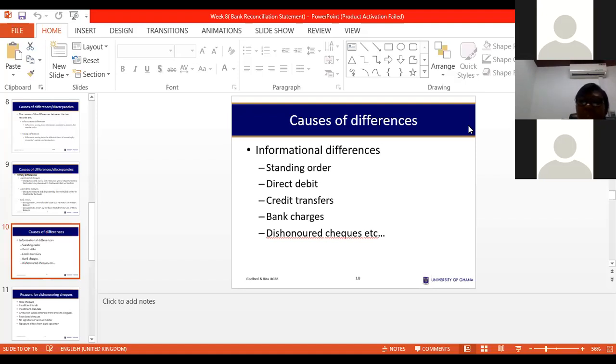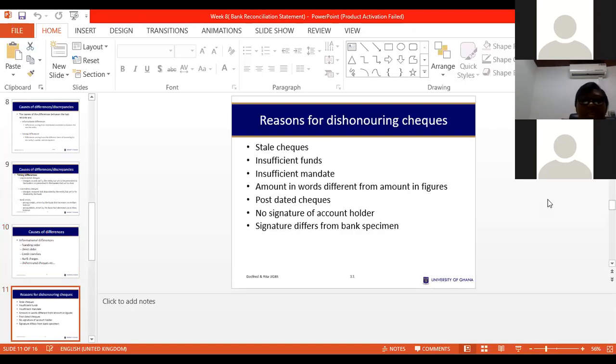Dishonored checks are just checks that we have sent to the bank, but the bank could not pay, for various reasons. So we have presented a check to the bank, but the bank could not pay, and so it is dishonored. Now, there may be various reasons why the banks will dishonor a check, and it could be because the check is stale. What does a stale check mean?